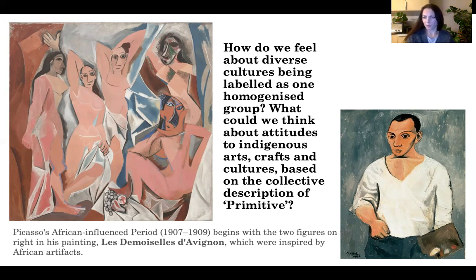collective description of primitive? Now, as we know, language is a very loaded thing, and when we use it, depending on who is speaking it and who is listening to it, there may be different interpretations of what language actually means, let alone what the language is in and of itself, for example, if it's English or if it's French. But really, that word primitivism, I think for a lot of us, has an element of negativity to it.